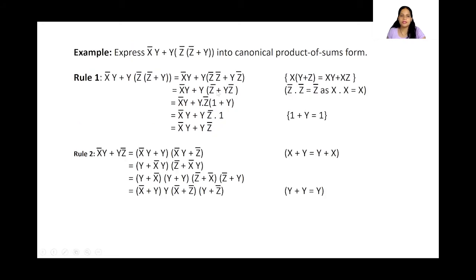So the example is: express x bar y plus y of z bar into z bar plus y in a canonical product of sums form. Now this has to be in the canonical product of sums, that is something like x plus y plus z, isn't it? x plus y plus z. This is just an example I am giving. The result of this should be something like this. Okay. So how are we going to do it? The rule one is simplify, isn't it?